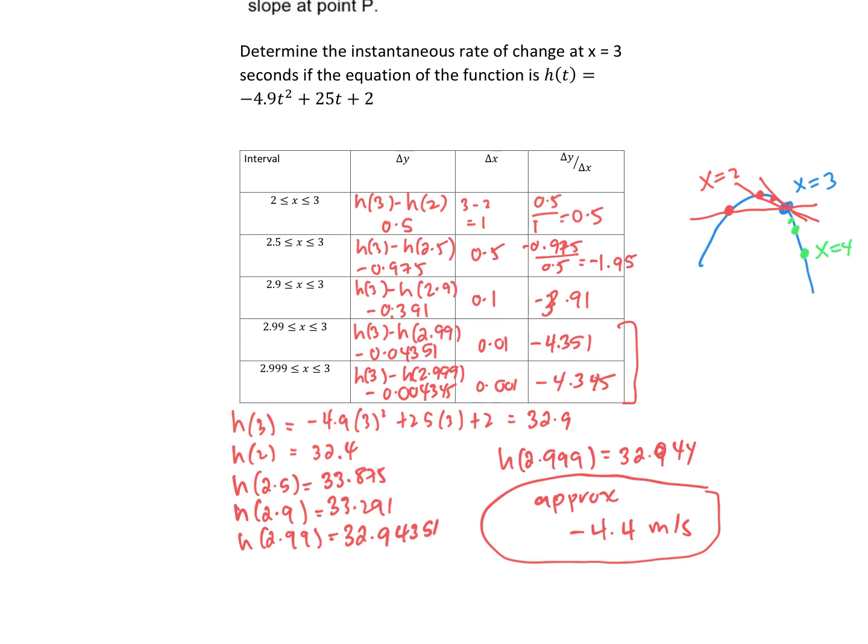So how many intervals do you have to do? There's no definite number of intervals. The most important part is that you are showing that you are approaching the value and that you are going to show some consistency in the answer. In delta y over delta x, you're going to start to see a consistent value, and that's the most important part.